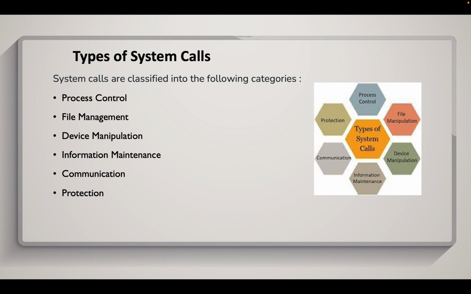There are many types of system calls. System calls are classified into the following categories: process control system calls, file management system calls, device manipulation system calls, information maintenance system calls, communication system calls, and protection system calls. We will discuss each and every category one by one.